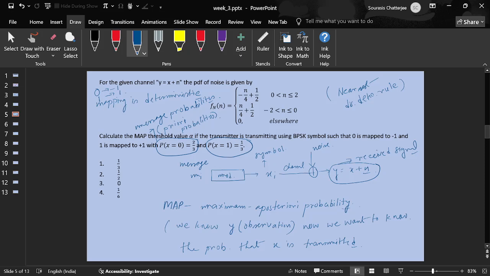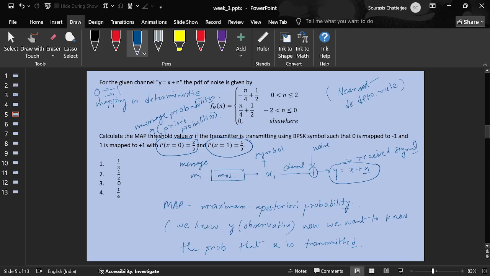Now this is a good point to ask: let's say there is no observation. What is the probability that 0 is transmitted, if there is no concept of a receiver, or you don't have knowledge of what you have received, the received signal is unknown to you? It is 2 by 3. That is the same as the prior probabilities, right? Because you don't have any observation. Correct.